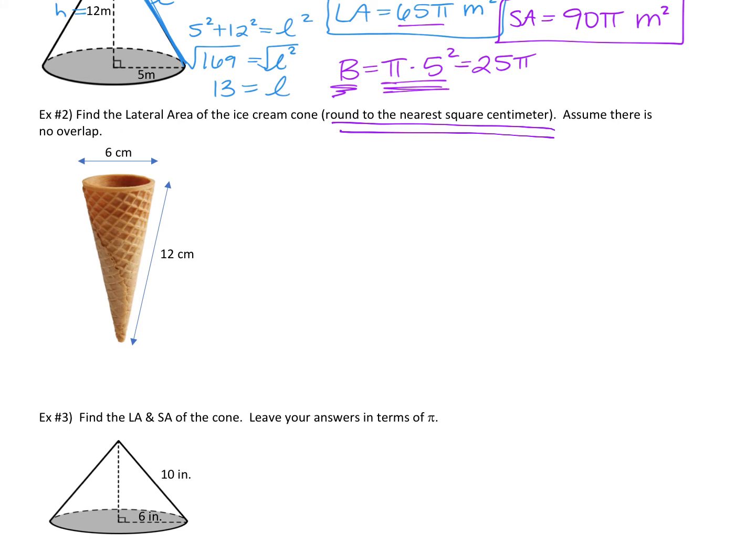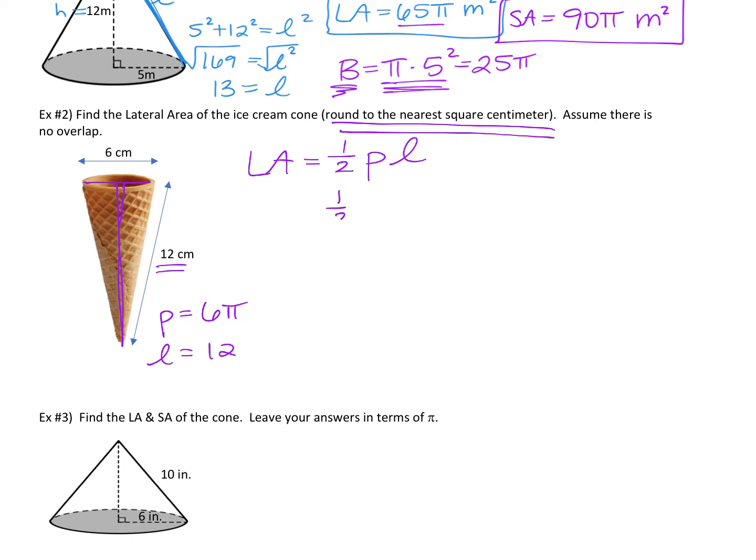So if this is our figure, lateral area is 1/2 times P times L. What is P right now? 6 pi. This is your diameter, right? So 6 times pi is your perimeter. What's L? 12. The L was given. That's the 12. This is L, right? The height, the H, is the one that goes down the middle. We'll get into that later.